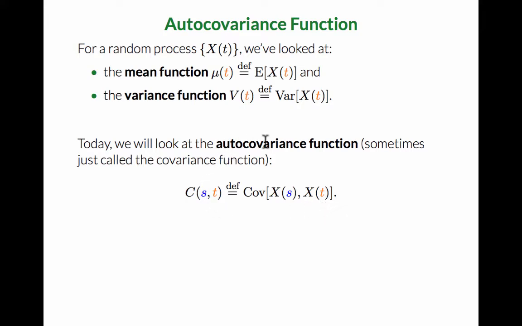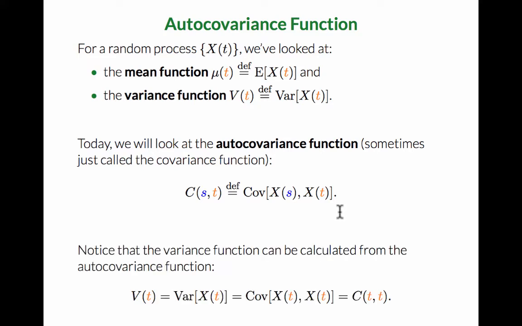Now, some people call the autocovariance function just the covariance function, but I like the prefix auto because it reminds us that this is actually the covariance between the same random process X at two different times, rather than the covariance between two different things entirely.